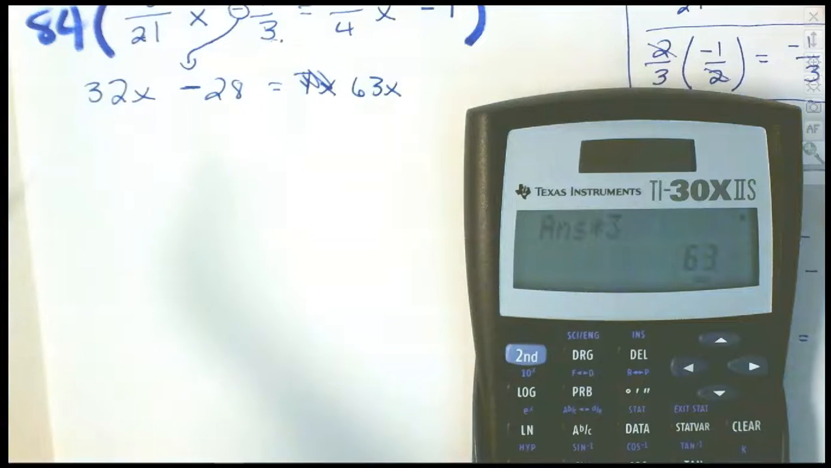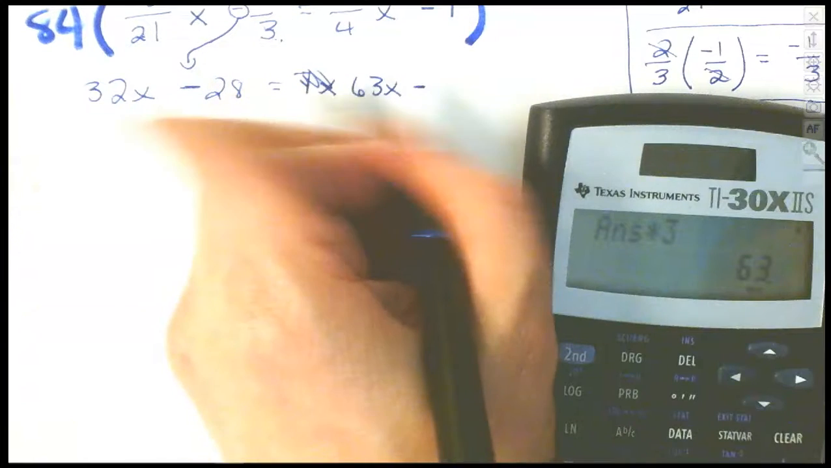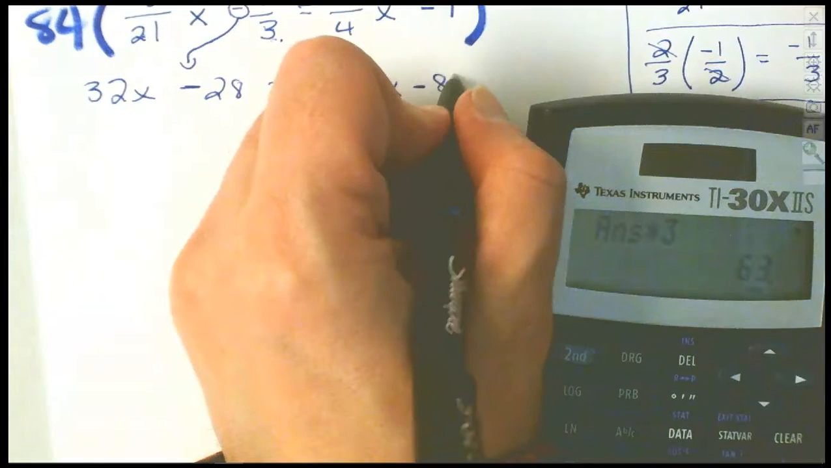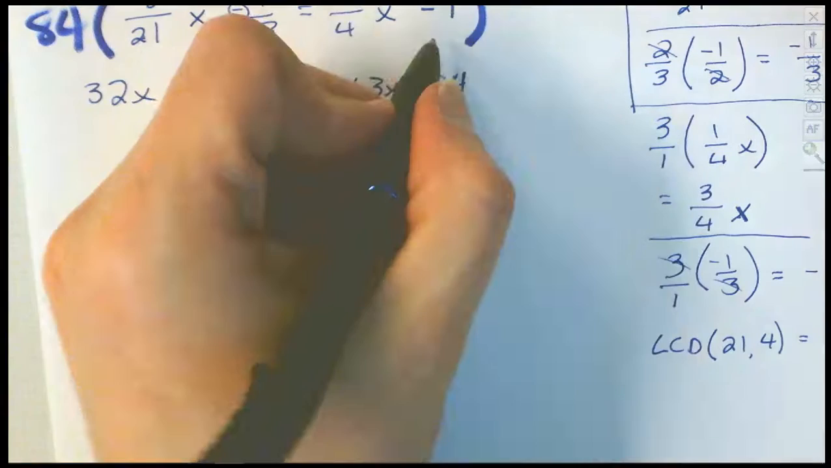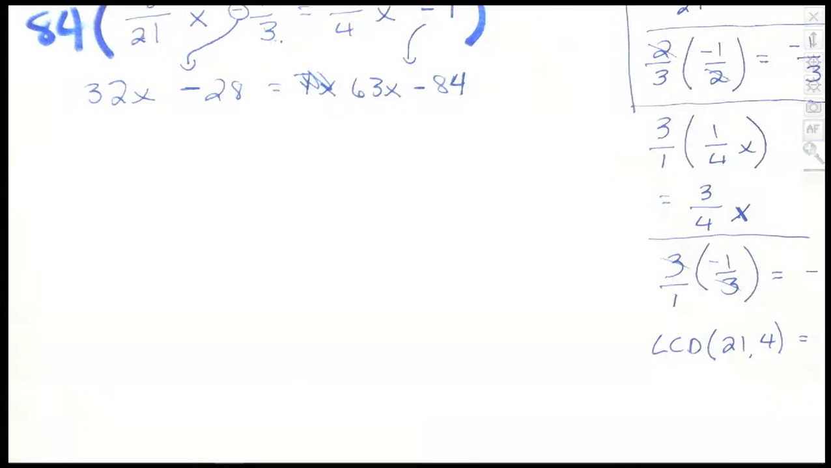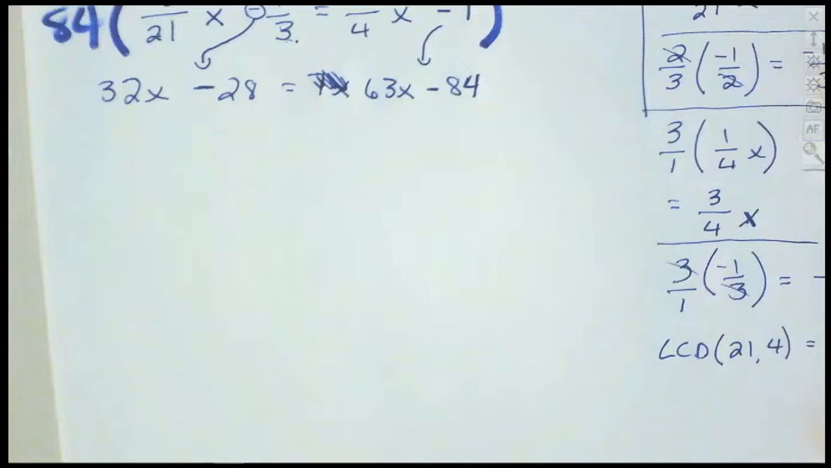And we've got our last one. 84 times 1. Well, 84 times 1 is just a what? 84. Okay, we bring the negative down. And now we finally have something that we can work with. So, how do we solve it?